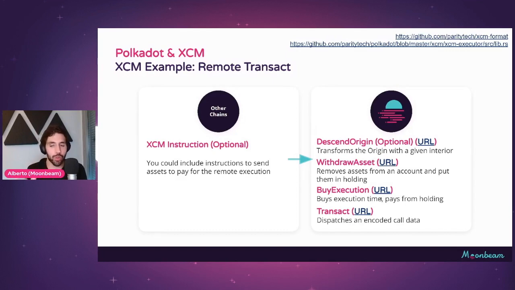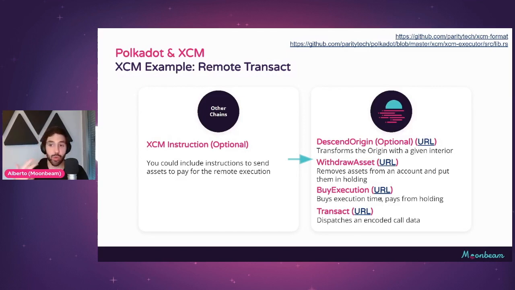The core 3 are withdraw asset, buy execution, and transact. But you can also add the send origin, which is a way to mutate who is going to dispatch that, from which account you're going to dispatch a transaction from. And so the send origin basically transforms the origin with a given interior. I can tell Moonbeam, hey, I want to dispatch it from this account that I own on Acala, for example, right? And then Moonbeam will create a derivative keyless account out of this information.